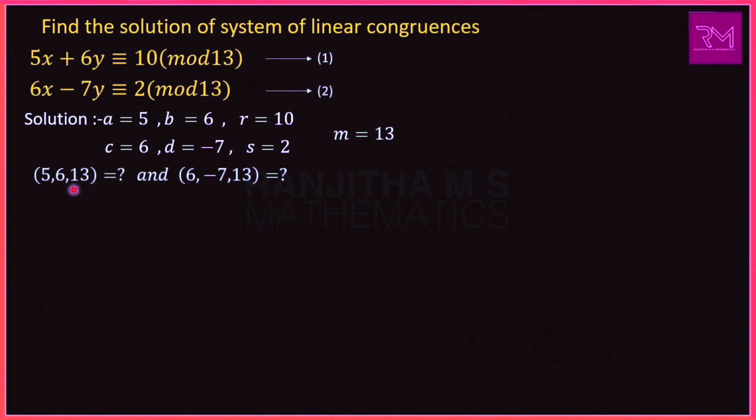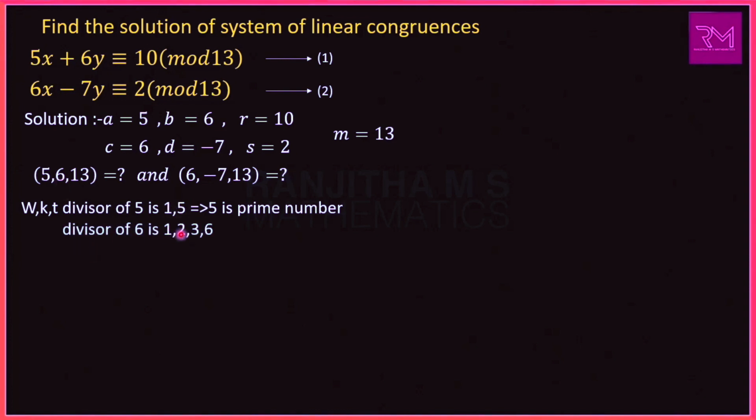Next step, we have to find the GCD for the values a, b and m, and c, d and m. That is, we find the GCD of 5, 6, 13 and the GCD of 6, minus 7 and 30. Finding the GCD is nothing but finding the divisors of all the values. First, 5 is a prime number, so the divisors of 5 are 1 and 5 itself. Similarly, the divisors of 6 are 1, 2, 3 and 6. The divisors of 13 are 1 and 13, because 13 is a prime number.